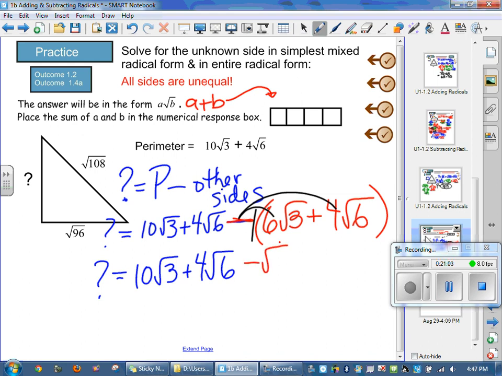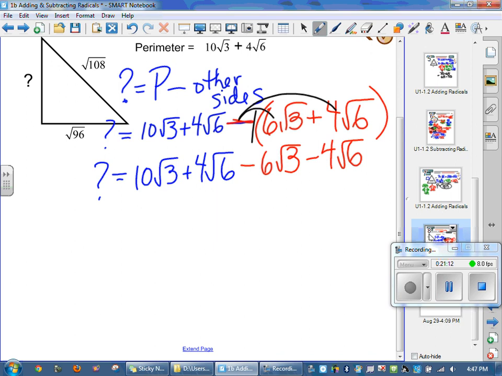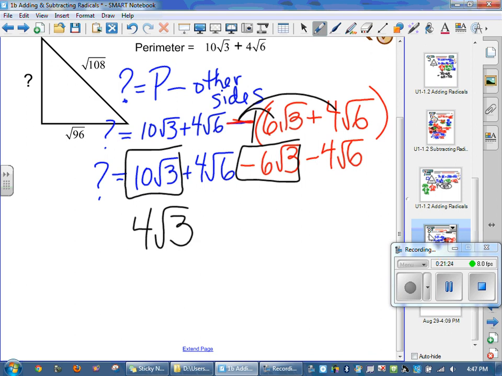Now at this point I take a look and I try to group my like radicals. I've got a root 3 and a root 3, so I'm going to add the numbers in front. 10 subtracting 6 gives me 4 root 3. And then I'm going to take my other radicals. They both have a root 6, and I add them together, and they disappear. It gives me 0. So do I write 0 root 6? No, you don't. It disappears completely. You have no root 6 left. So your unknown side is 4 root 3.